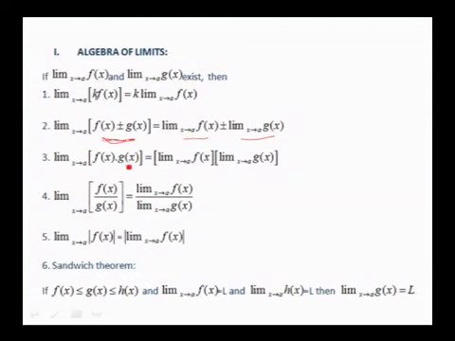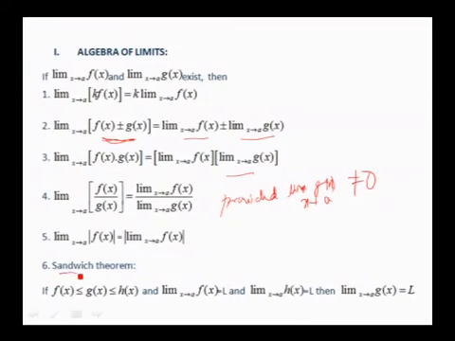Product: if you have f(x) into g(x), I can write it as the limit of f(x) as x tends to a times the limit of g(x) as x tends to a. If you have the limit of f(x) by g(x) as x tends to a, then you can write it as the numerator limit of f(x) over the limit of g(x), provided, of course, the limit of g(x) as x tends to a is not equal to 0. Denominator should not be 0. And the limit of mod f(x) is the modulus of the limit of f(x). You can take that modulus outside and write it in this form.